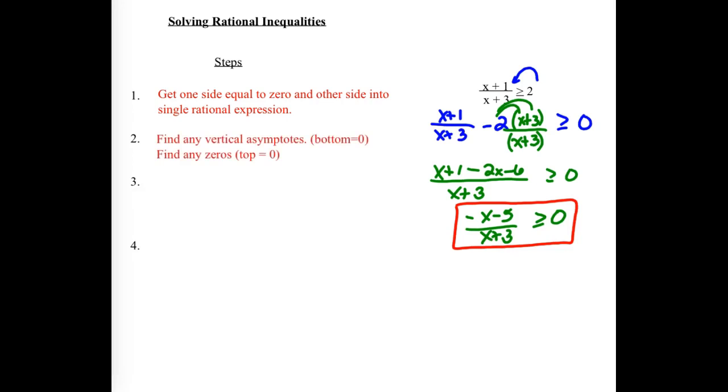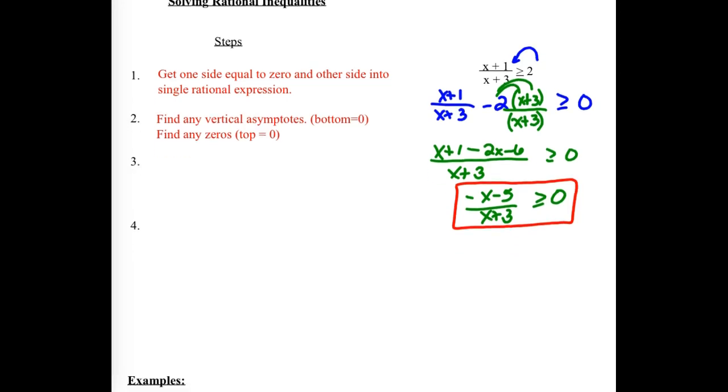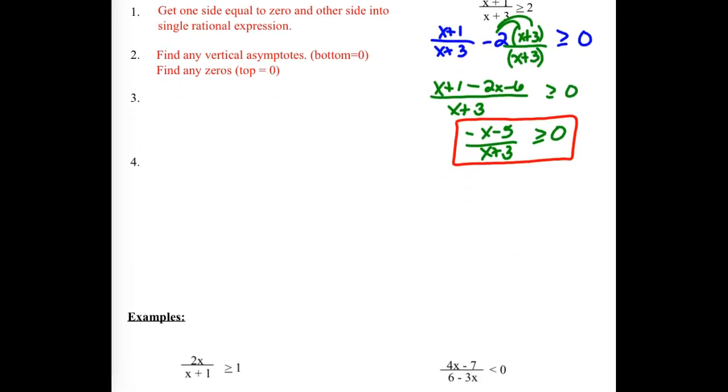All right. Next step, we're going to find any vertical asymptotes and any zeros. Vertical asymptotes are what makes the bottom equal to 0, the denominator. Zeros are what's going to make the numerator equal to 0. So based on this function that I came up with, where do I have a 0? I'm looking for where negative x minus 5 equals 0. Could add the x over. Okay, so x being negative 5 would get me a 0.